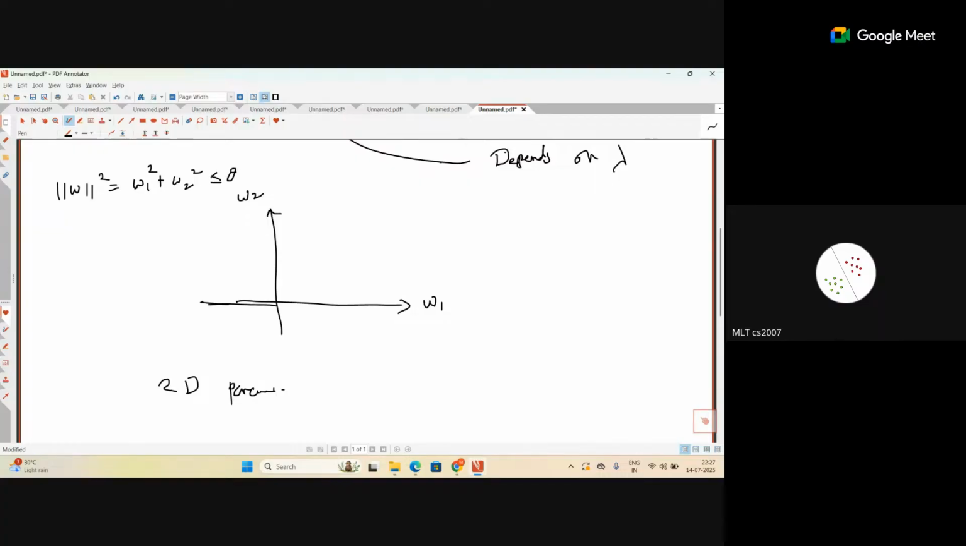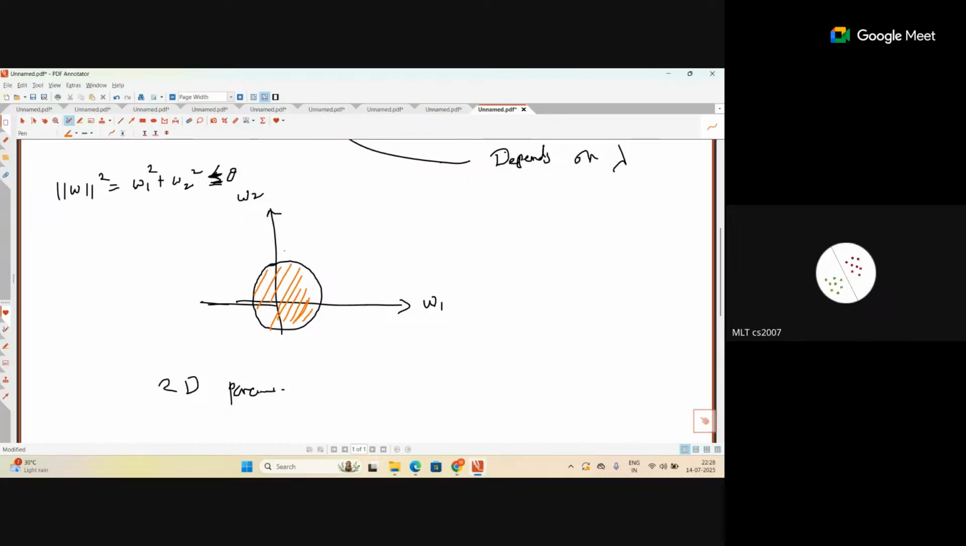when I say equal to theta, this is the equation of what? A circle. And if you plot this circle, then when I say less than or equal to theta, what is the feasible region? It is the region inside the circle. So what I'm saying is my W1 and W2 should come from this region.